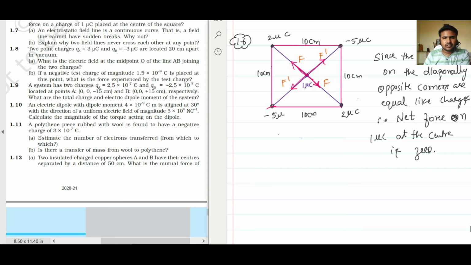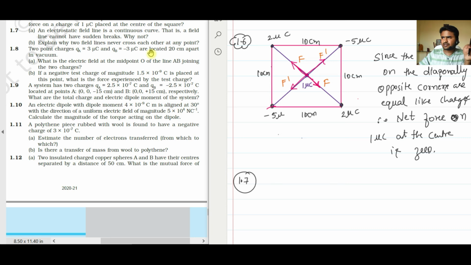All right, so now we'll move on to the next question, which is question number 1.7. In sub-question A it says that an electrostatic field line is a continuous curve. That is, a field line cannot have sudden breaks. Why not? See, electric field lines generally represent what? Force experienced by a unit charge. Now, in an electric field region, suddenly the force on the charge cannot become 0, right?